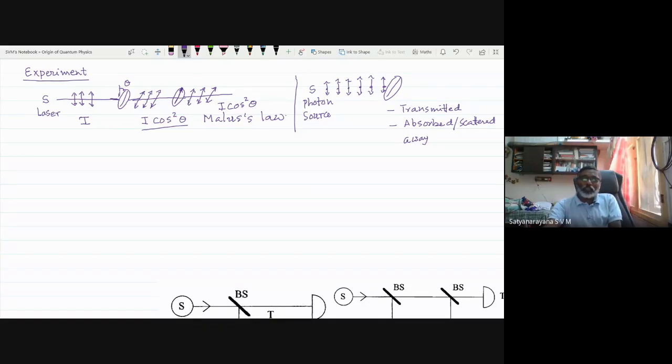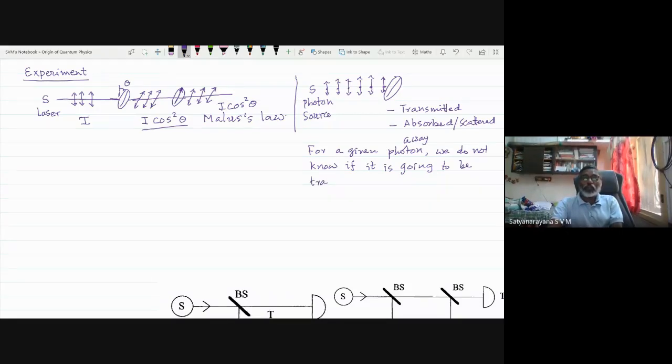Now, if it is transmitted, or absorbed, what will happen, we do not know. The important thing is that for a given photon, we do not know if it is going to be transmitted or not transmitted. We do not know that.